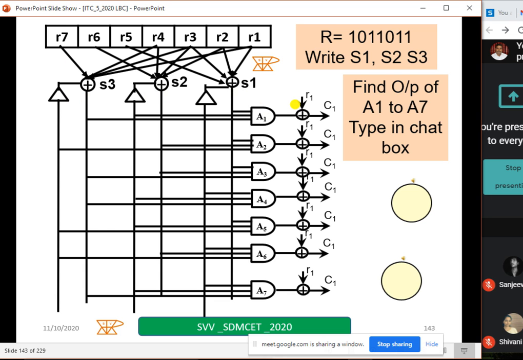If somebody types now, all will get an answer within a second. Let me know who will type first. S1 value, S2 value, S3 value, and each one of you knows the answer.